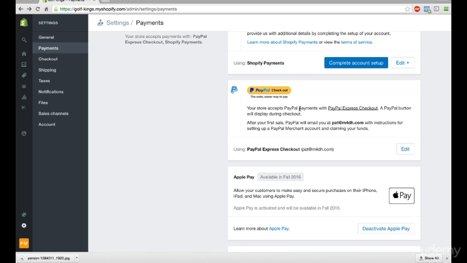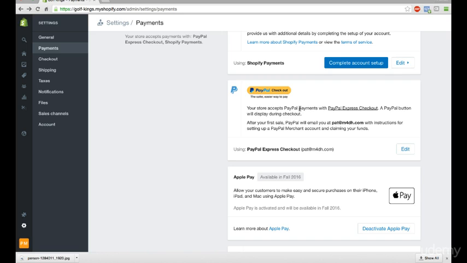The cons, people do have to leave your store to go to PayPal and pay, and then they are brought back. And also, some people don't have accounts with PayPal, and they may not know that PayPal can process credit cards. So they'll see PayPal, they'll say, oh, well, I don't have a PayPal account, and they'll just move on. So it's best to have both options.